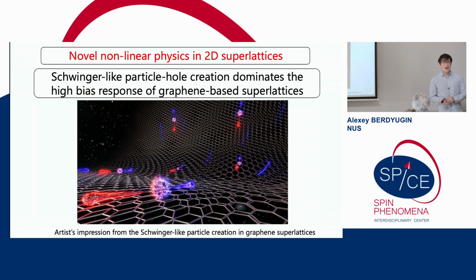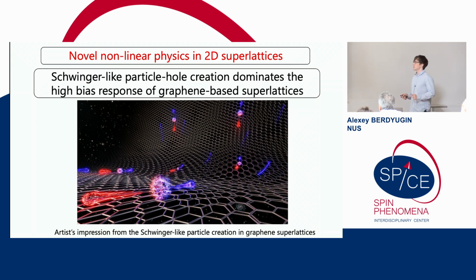By the end of my talk, I want to show you something different from what you have seen today and give some feeling about space-related physics. And today I want to convince you that the Schwinger-like particle electron-hole creation is actually the main process which dominates the high bias response of all graphene-based superlattices.